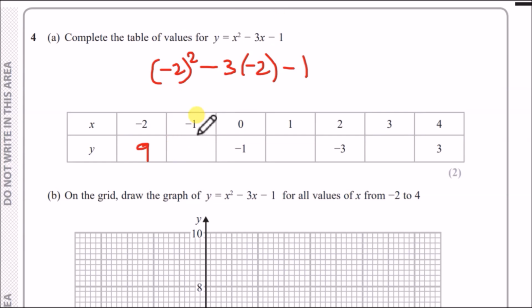Now, if you do the same thing with minus 1, replace x with minus 1, you're going to get 1 plus 3, which is 4, take away 1, which is 3. The good thing is, again, because you've got a calculator, you don't have to do this step by step. You just put it all in and it'll give you an answer.